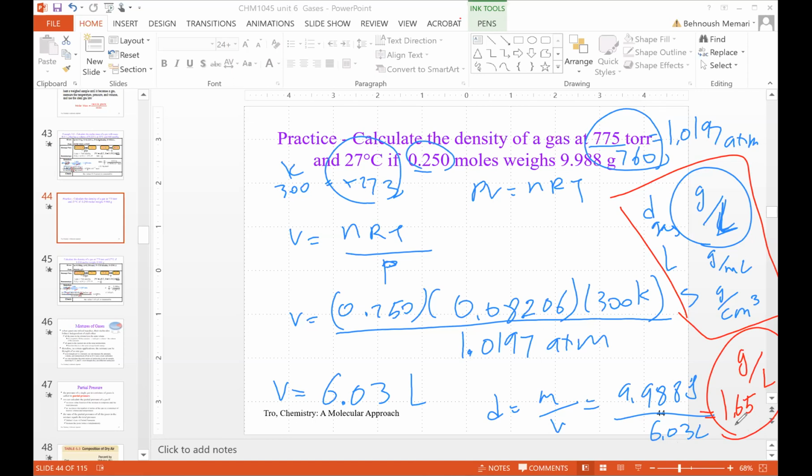Okay, questions? Perfect, very good. So you find the volume from the ideal gas law, and then you have the mass. You can calculate the density.